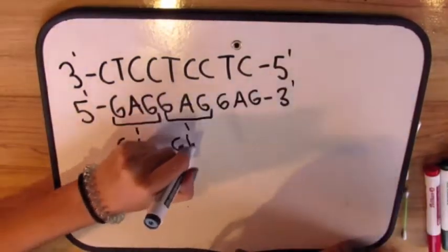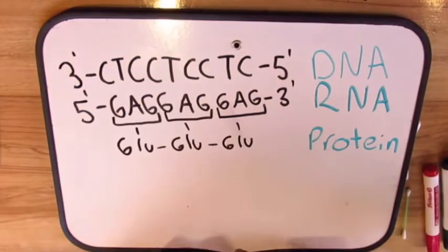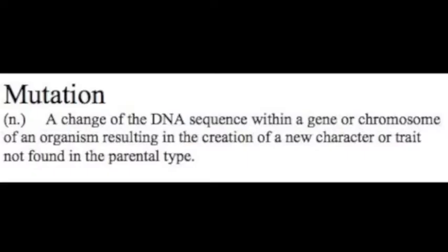The groups you can see in the protein line mean those are the amino acids that will be created to form that protein. Now that we know this, we'll talk about mutations, which are a change of the DNA sequence within a gene or a chromosome of an organism, resulting in the creation of a new character or trait not found in the parental type.